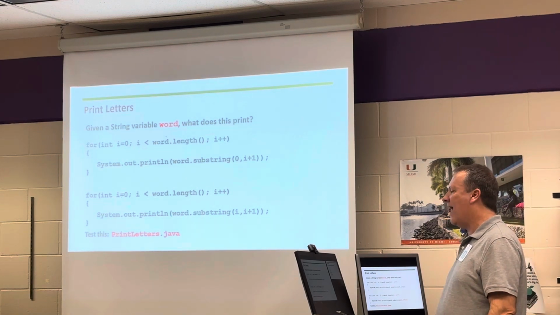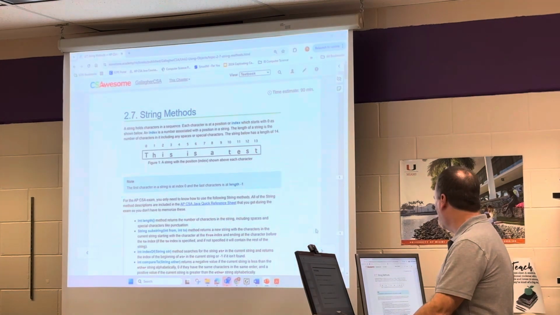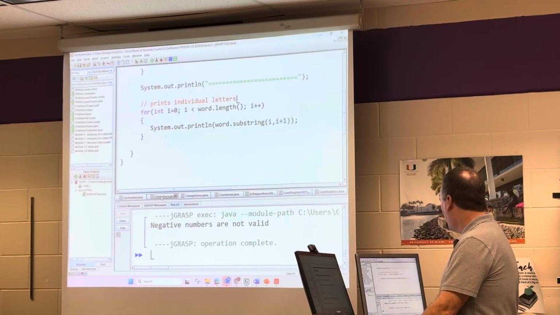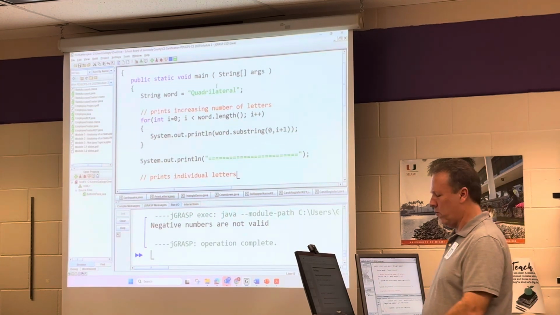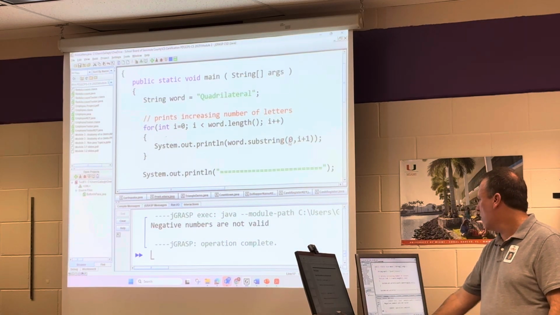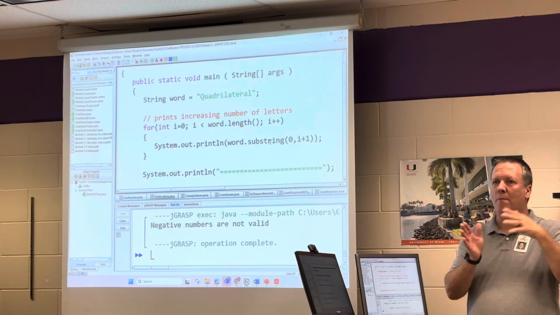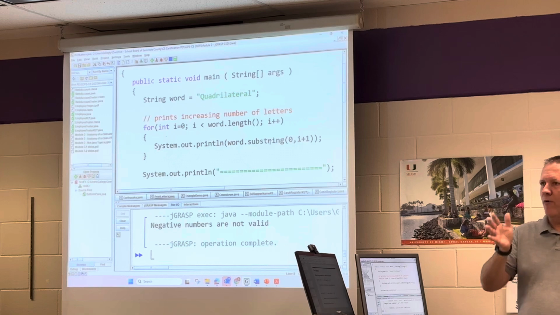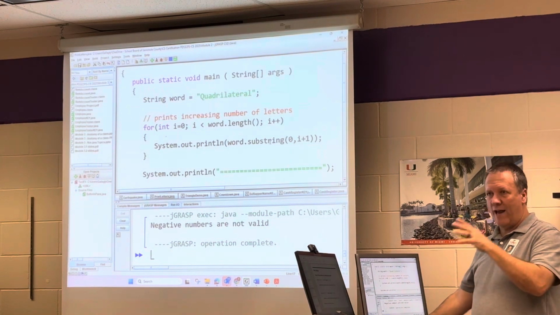And what about this? i, i plus 1. I've got this in code. Let me show you. I'm just going to pull it up here so we can see it in code. So this is print letter. So this is the first one. I've got a word, quadrilateral. That's a great word. I'm going to print out 0, i plus 1. So it's going to be 0, 1, 0, 2, 0, 3, 0, 4, 0, 5. What's going to happen to my words? I'm going to print out Q bigger and bigger and bigger. Right? Adding one letter each time.